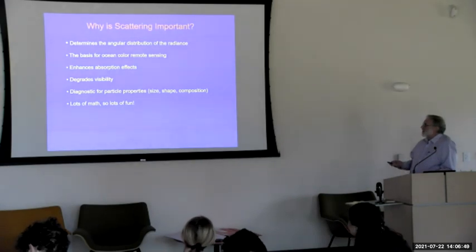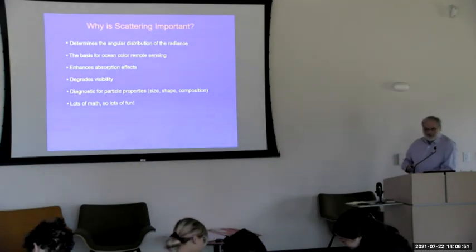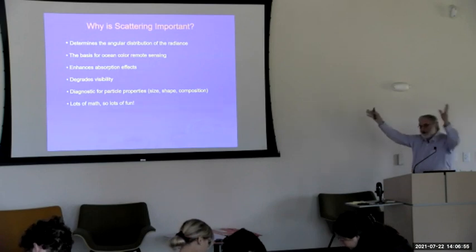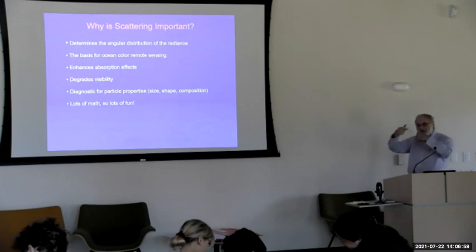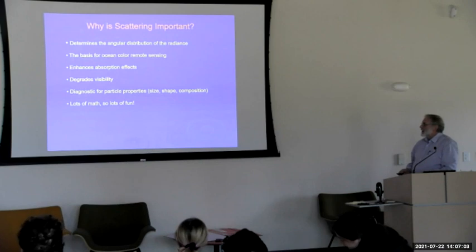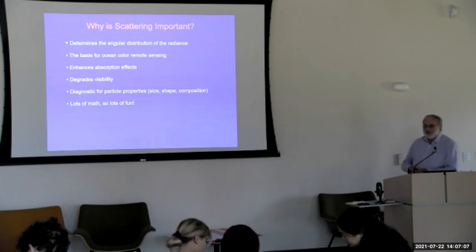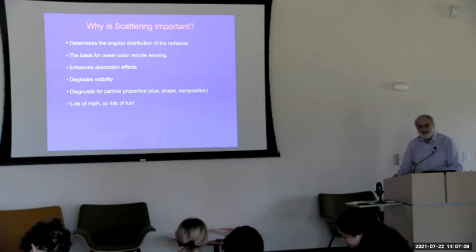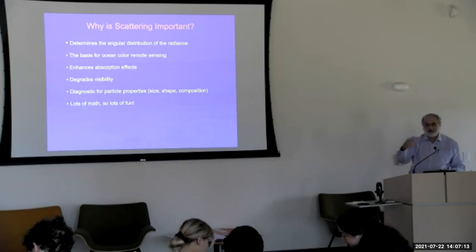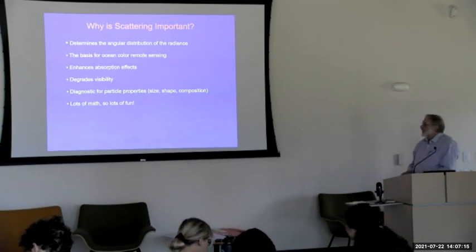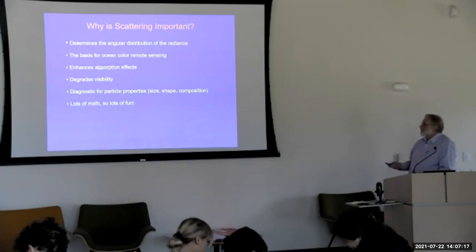There are other reasons. It determines the angular distribution of the radiance, and we just saw this radiance distribution in the picture. All of that light coming from all these different directions was determined by scattering. It's the basis for ocean color remote sensing. If you didn't have scattering to get the sunlight that gets into the water back out of the water, no remote sensing. It enhances absorption effects.